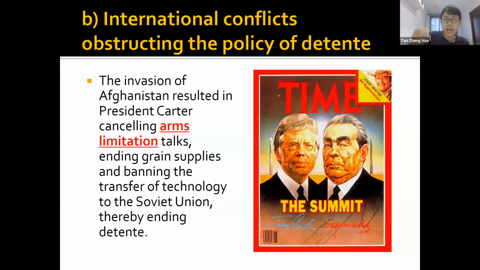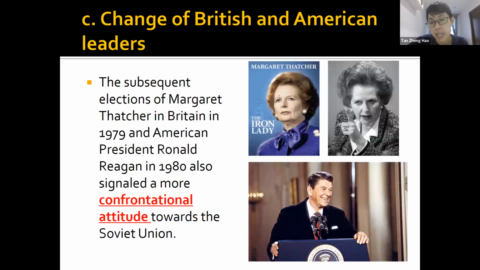So they start to wind this arms limitation treaty down because they want to build up arms again. Okay, so the relationship goes up and down. The arms race also went from intense to becoming less intense. Okay, different leaders like in Britain and in US. Just now we saw Jimmy Carter. So now these two are from the 80s, Margaret Thatcher and Reagan.